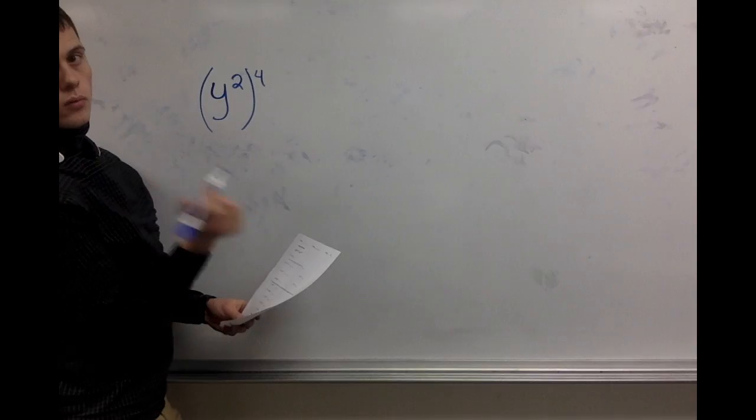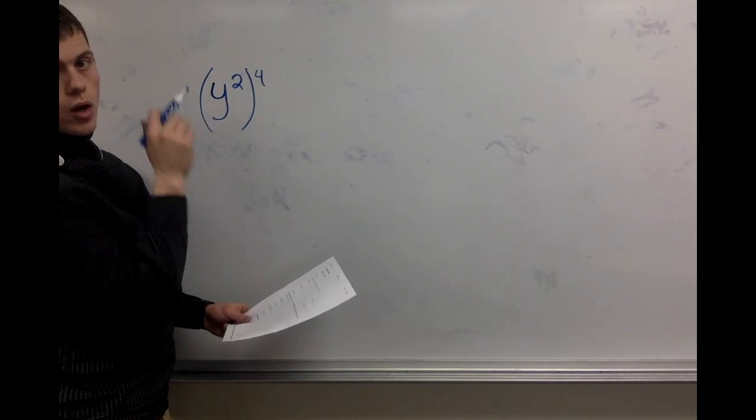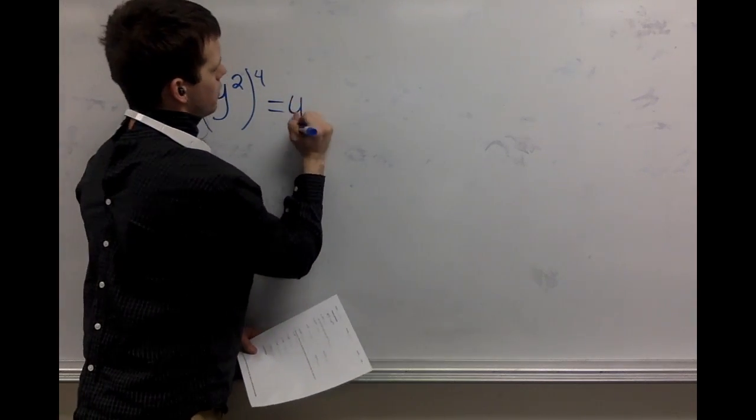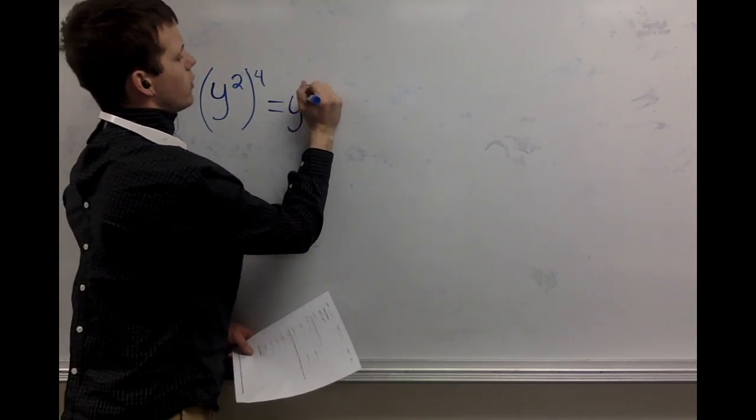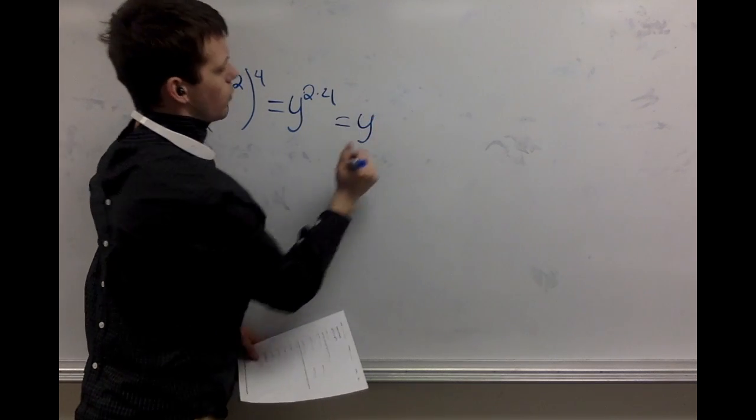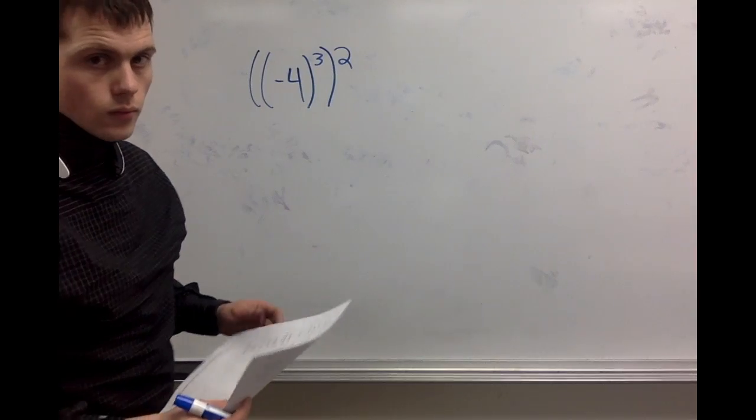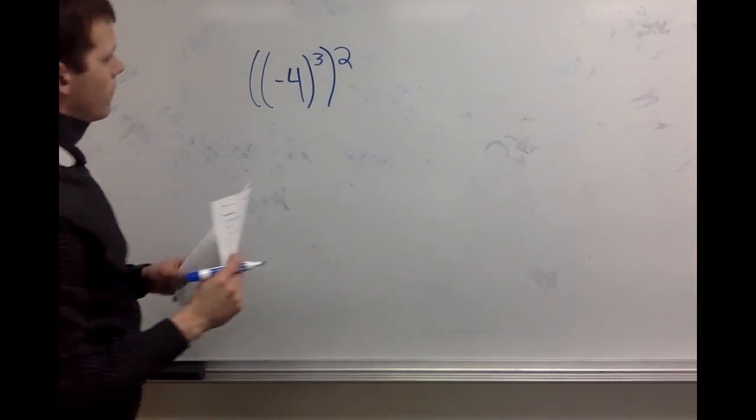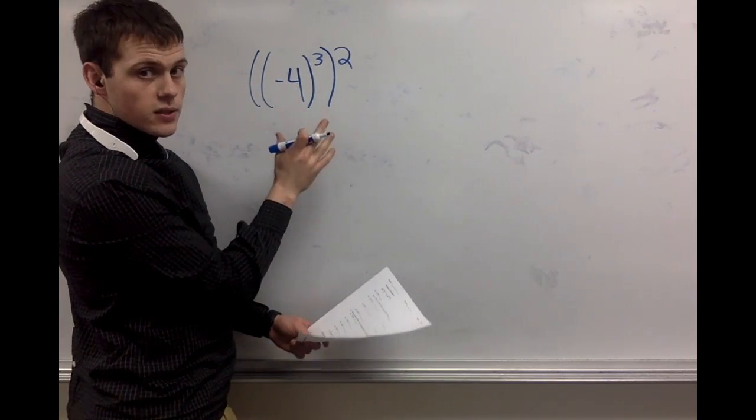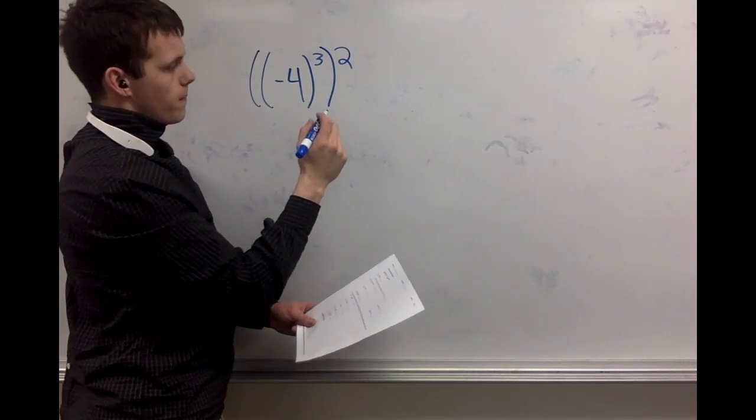Our next one is y to the 2nd all to the 4th. So now we have y to the 2 times 4, which is then equal to y to the 8th. As we go about our last problem, we have -4 in parentheses to the third, all squared.